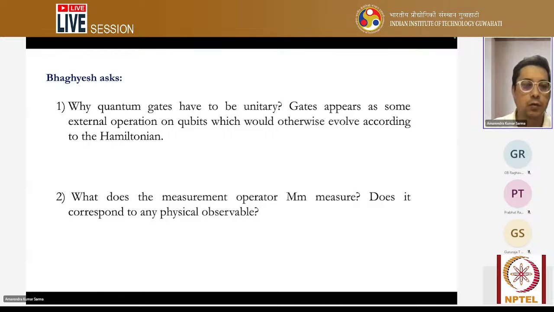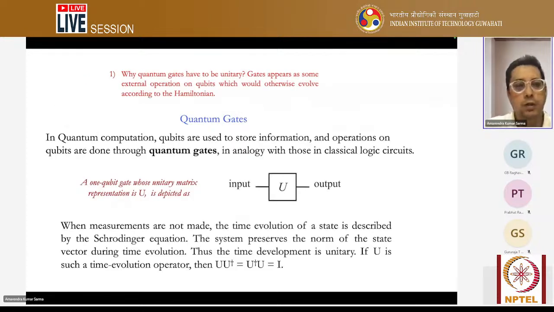Bhagyesh's question here. First of all, I'm just quickly trying to remind you about quantum gates because his first question was related to quantum gates. The idea is that qubits store information, and if you really want to manipulate qubits, then you have to make some operations on the qubit, and these operations are done through something called quantum gates. Basically, you make measurement or something like that.